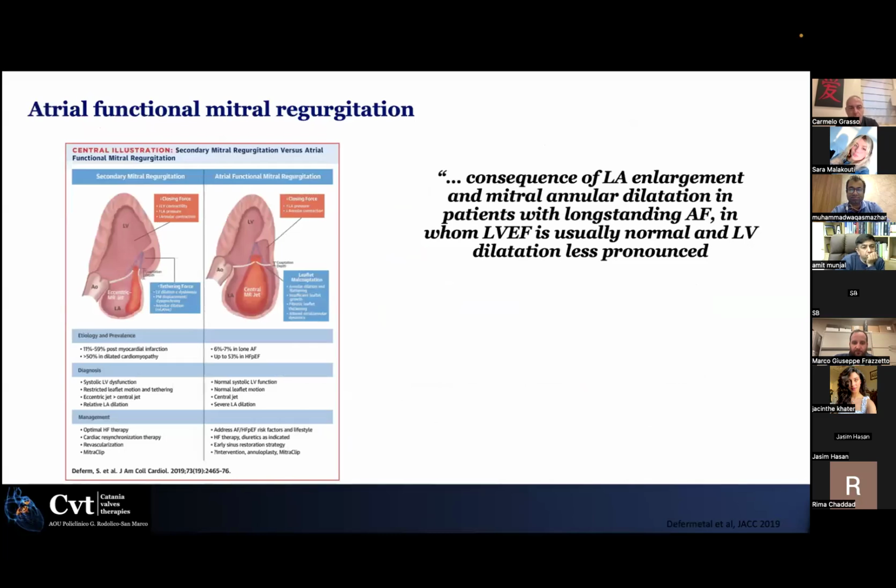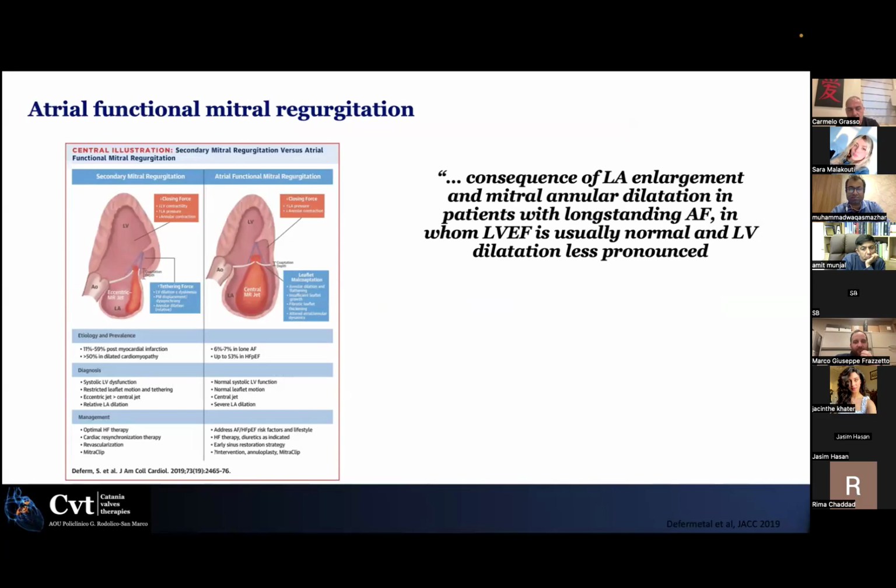But we now know that we have another type of functional mitral regurgitation that is atrial functional mitral regurgitation. And this is due to an enlargement of the left atrium with a consequence of mitral annular dilation in patients with long-standing atrial fibrillation, in which LVEF is normal.